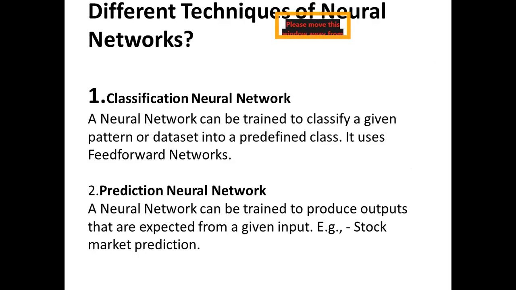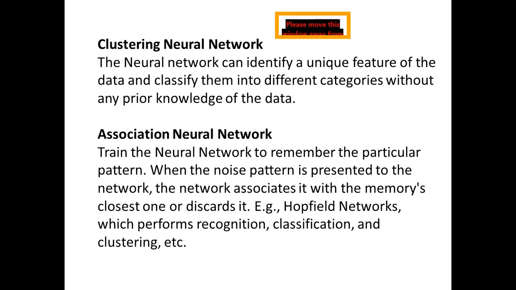And the prediction one: a neural network can be trained to produce outputs that are expected from a given input. We already know the input, and based upon the given input, we get my expected output. A basic example of a prediction neural network is stock market prediction. The next one is the clustering neural network, the third type. In this, the neural network can identify unique features of the data and classify them into different categories without any prior knowledge of the data. That is said to be clustering.